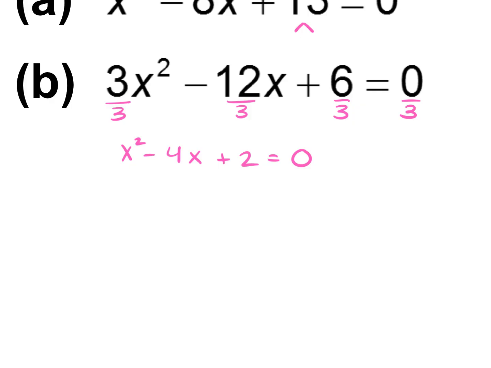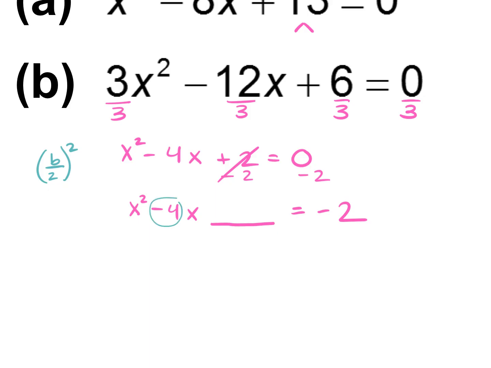Cole, what should we do first? Subtract the 2. When completing the square, we want to get the x's on one side. So we have x squared minus 4x. I'm going to leave a space to complete the square, and it equals negative 2. What's the little formula we use to complete the square? B over 2 squared. What's our b? Negative 4. So we have negative 4 over 2 squared. What does negative 4 over 2 simplify to?